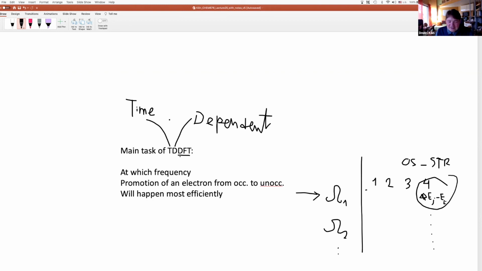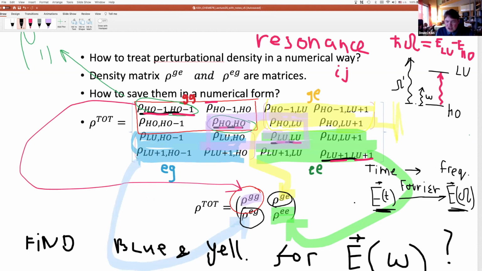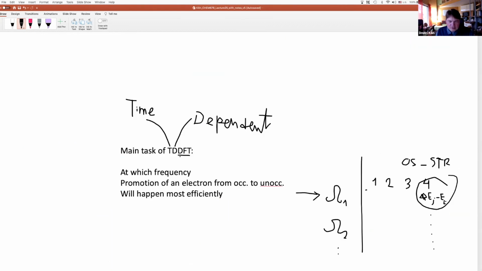So TDDFT was originally using time dependence in the derivations, taking the electric field as time dependent and densities as time dependent. But upon Fourier transformation, it lost time dependence. But to make it a unique name, people keep calling it time dependent. But in fact, the main answer from this theory is a set of frequencies or transition energies.